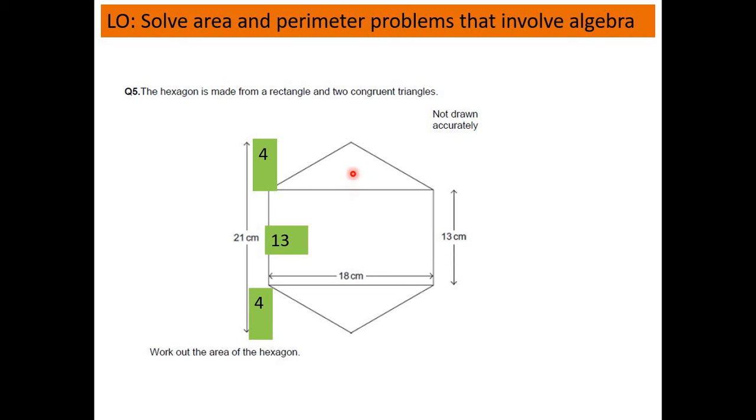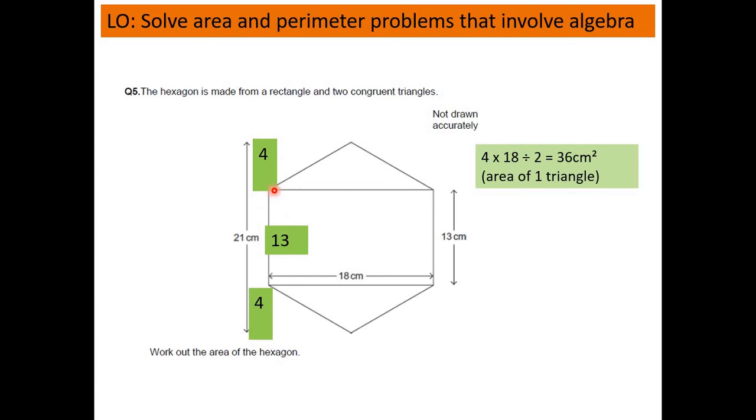However, we haven't been given the measurement of this triangle or this triangle. But if the whole thing is 21 centimeters, we are going to subtract the 13 centimeters from here. So take away 13 centimeters leaves us with 8 centimeters. So there are 8 centimeters left. Now, because these triangles are congruent, they are going to be equal. So we need to divide that 8 by 2, which is going to leave us with 4. 4 centimeters up here and 4 centimeters down here. We're going to work out the area of one triangle first.